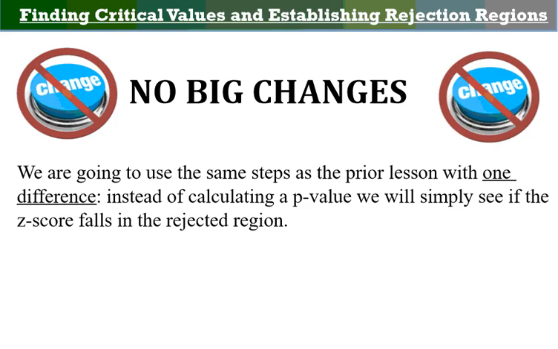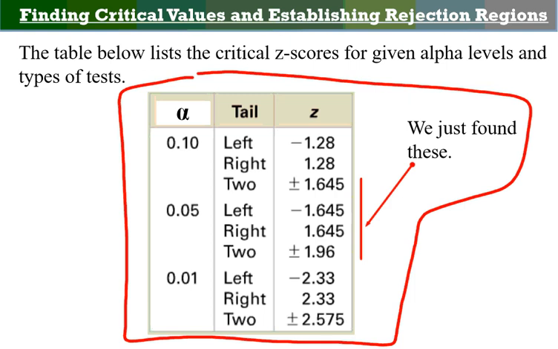Otherwise, there's no big changes. We are running the exact same procedure. If anything, this is almost just a review. The only difference is, instead of calculating p-values, we're going to simply compare our z-score to the critical z-scores that we found from the table supplied. We found a variety of them. The rest of them were supplied to you. All of these are just found by looking up in tables or by using inverse norm in the calculator.